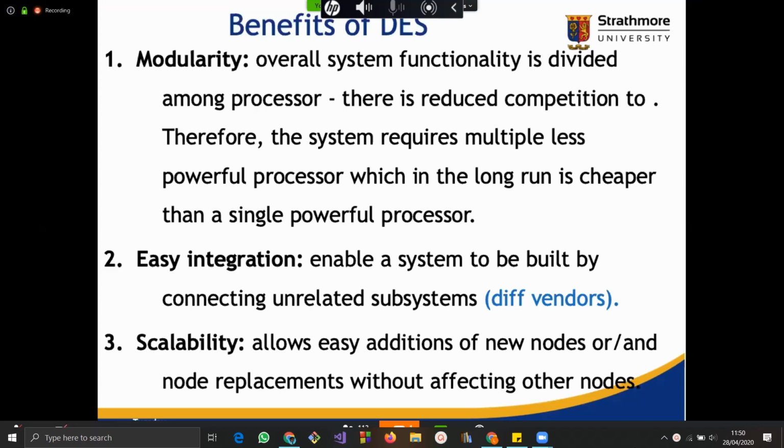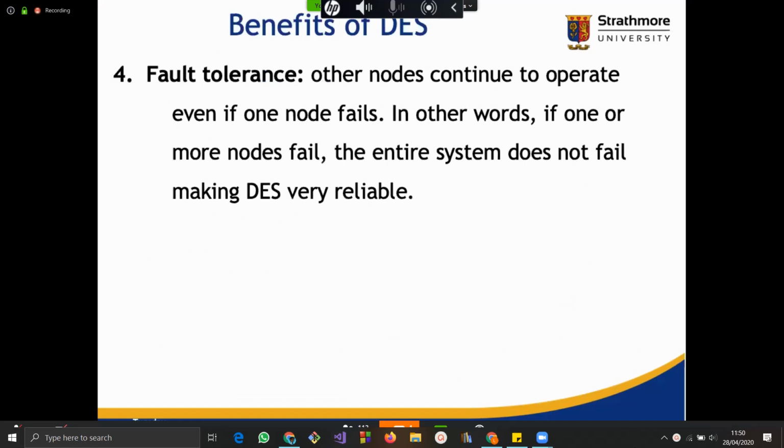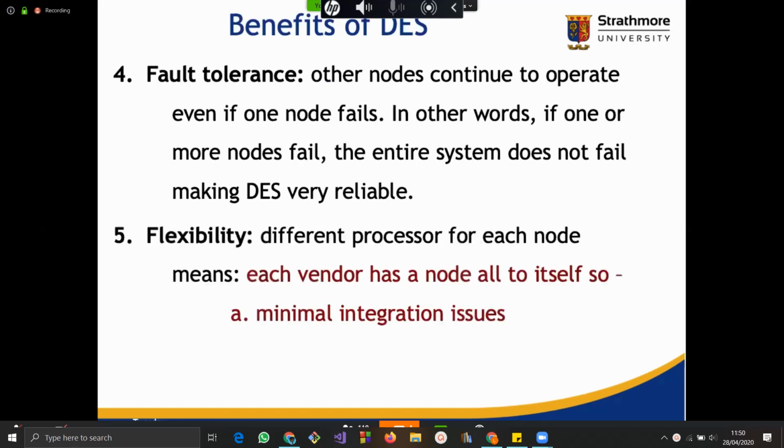Then scalability. This is basically because of the bus. It's very easy to add nodes. It's easy to scale, easy to expand the network, and easy to reduce the network without interfering with any other node. Then there's fault tolerance. I've alluded to this. When you have a bus topology, it's not based on a centralized system. So even if one node fails, the other ones will still continue working. That's the beauty of a bus topology.